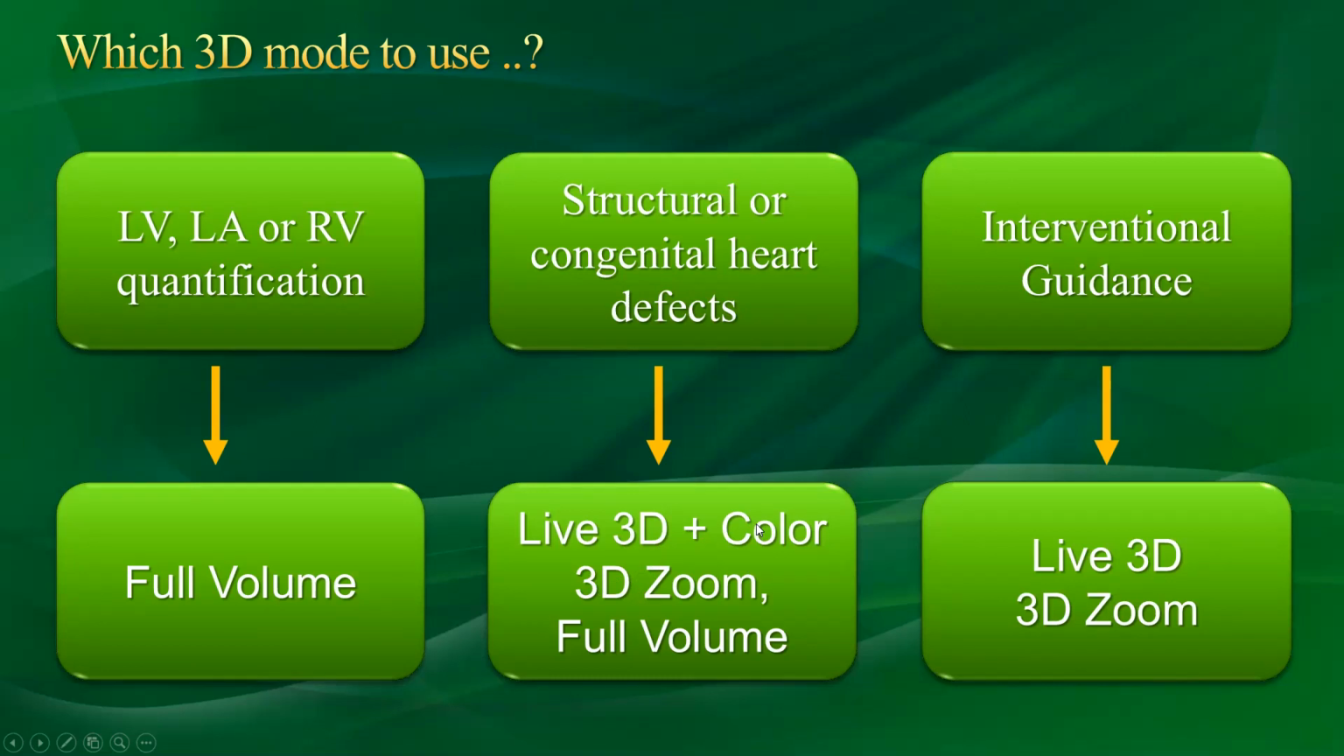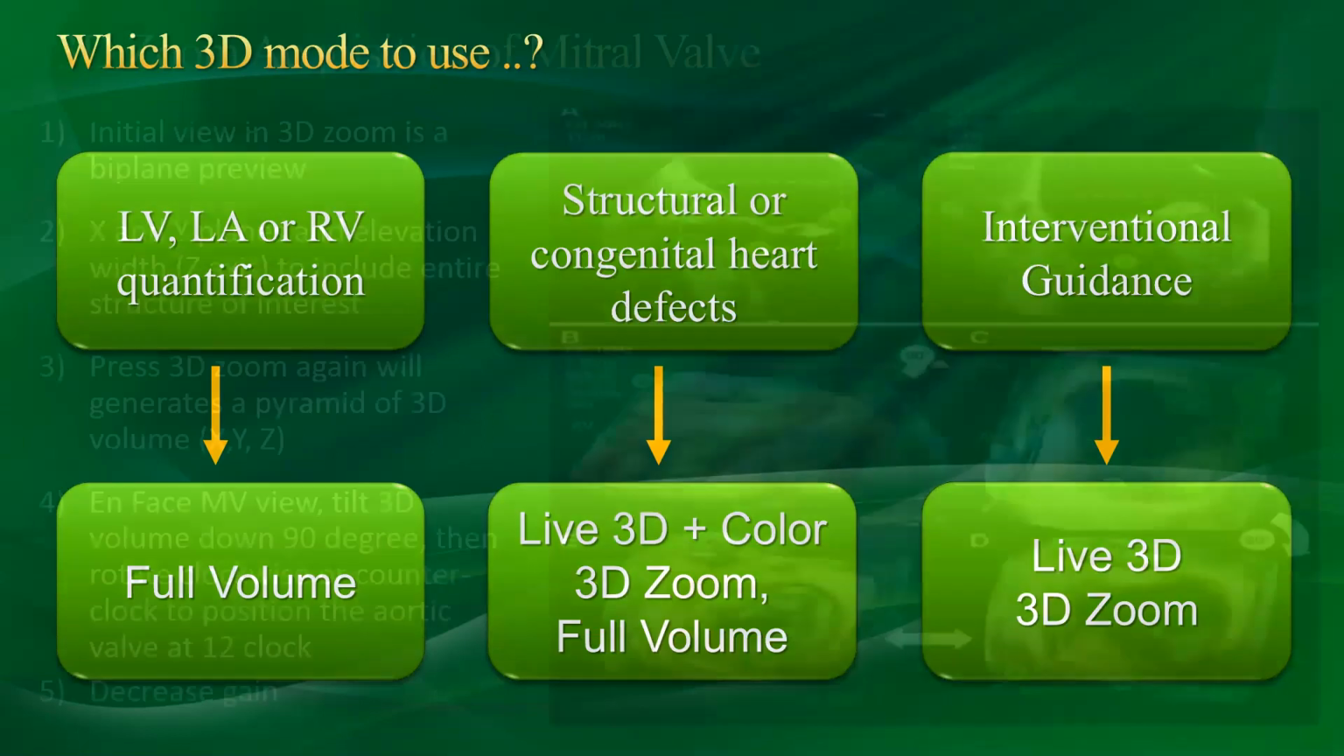Make sure you increase your color filter to get rid of all the low flow there. You just want to get the high regurgitant flow and 3D zoom. So that's the way to go if you're looking for valve lesion structure: 3D zoom. You still can use full volume, but mainly we use 3D zoom. If you're guiding an interventional procedure, you need to use live 3D and 3D zoom. Okay, these are the techniques that you would use, and this may be a question that will come to your board exam. They ask you which technique would you use.